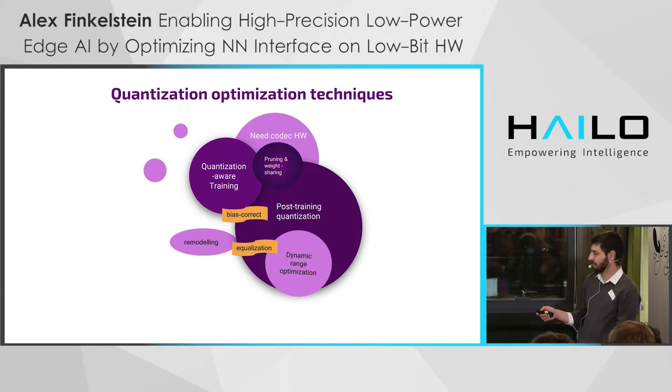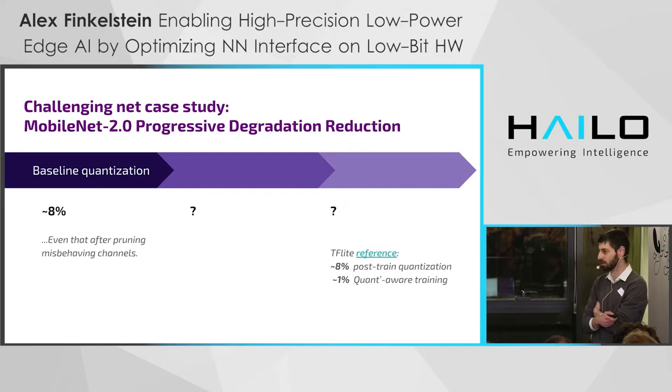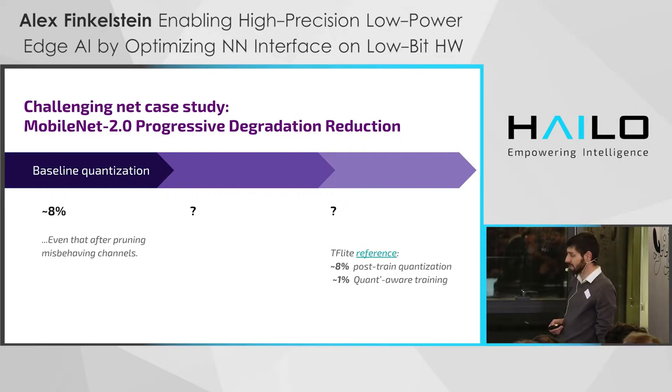The other one is somewhere on the edge between post-training and quantization aware training. To see this in effect, we will track down our effort to quantize MobileNet version 2, which is a quite new and very relevant network by Google, published 1 year ago and used extensively in mobile and edge devices. The reference is the TF-Lite software package by Google, which is maybe the industry leader in quantization, at least out of those who publish results. They get to 8% degradation post-training, and they reduce it to 1% degradation when they use the whole data set to train in a quantization-aware way. So let's see what we managed to do about it.